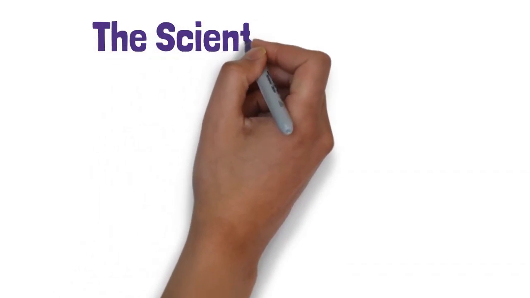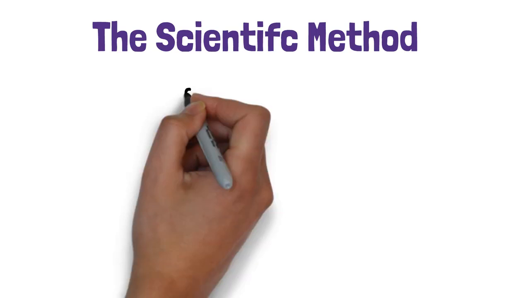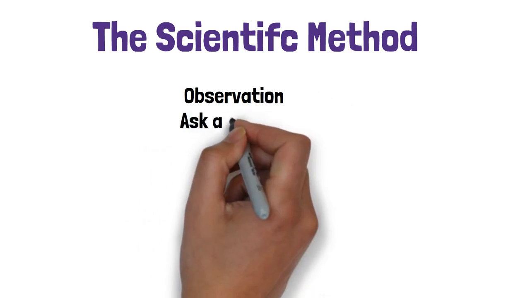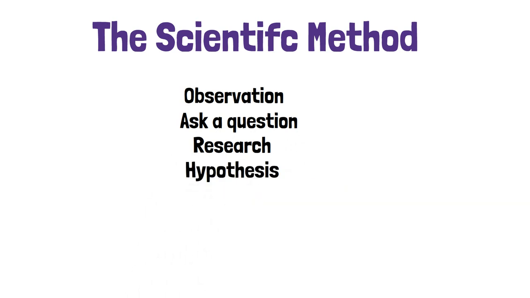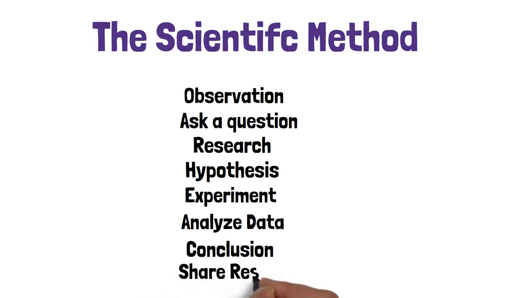Welcome to QuickSci. Today, we're going to learn about the steps of the scientific method in detail. Remember the steps of the scientific method. They are observation, ask a question, research, form a hypothesis, experiment, analyze data, conclusion, and share your results.